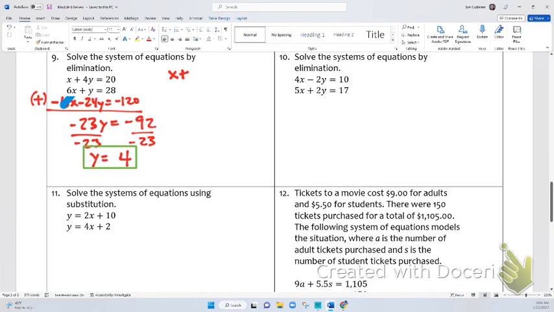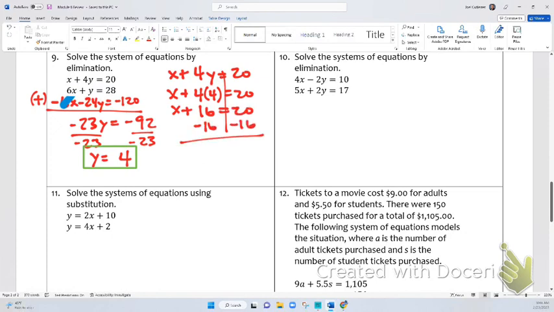So I put x plus 4y equals 20. Anywhere I see a y, I'm going to plug in my new answer, which happens to be 4. And when I solve this, you'll notice that I end up getting 16, and then I subtract that from both sides, and I am left with 4. Always please make sure you're writing your answers as an ordered pair, so the x value is a 4, the y value is a 4, so there's your final answer.